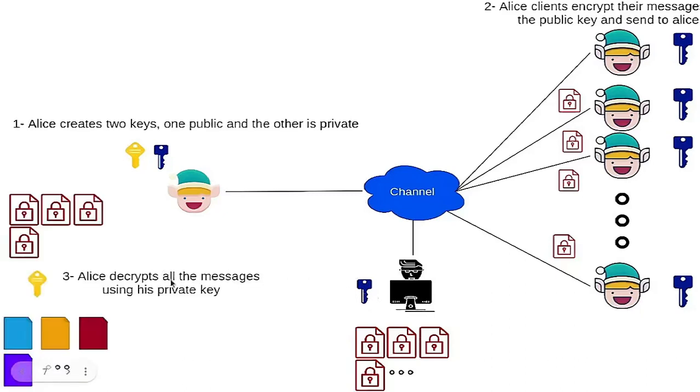Alice decrypts all the messages with the yellow key, which is her private key. Now notice how efficient asymmetric cryptography is, because Alice needs to keep track of only one key pair instead of maintaining millions of keys.